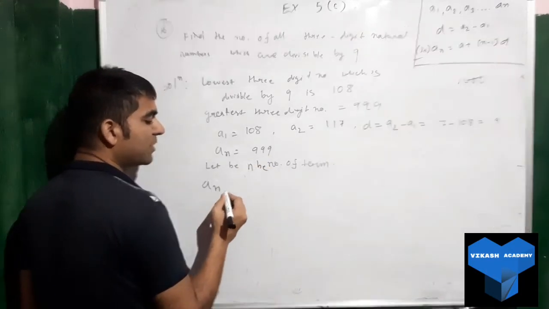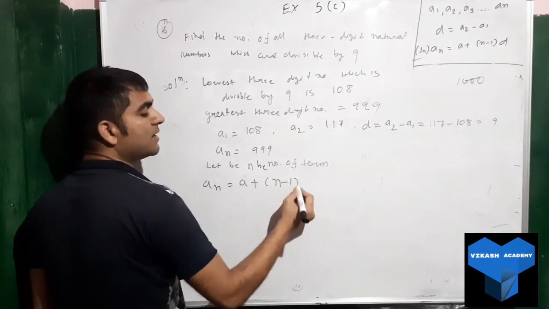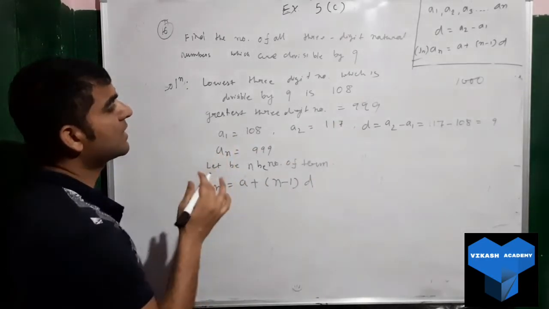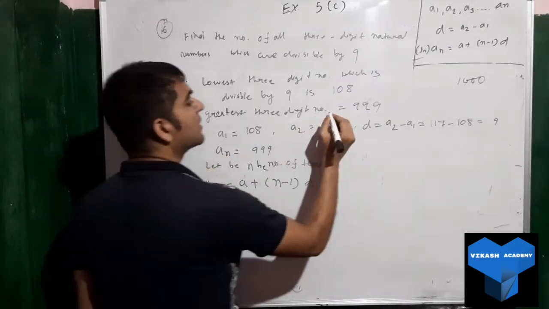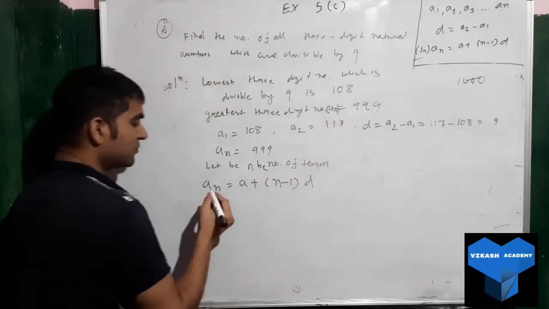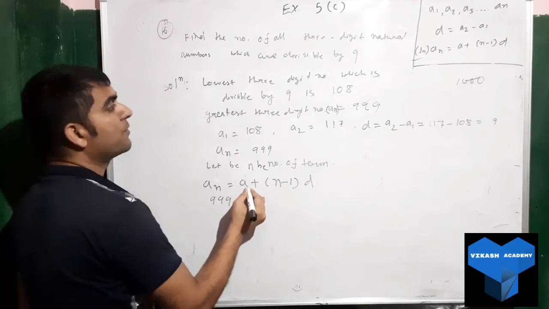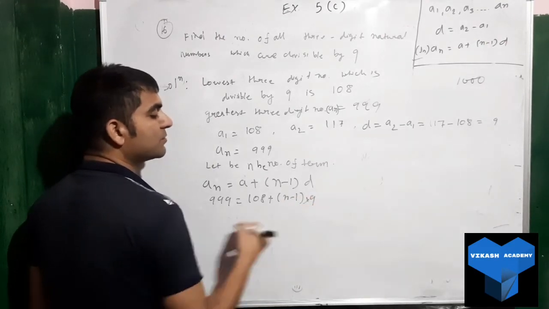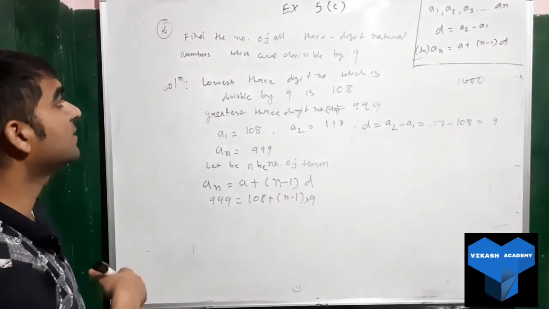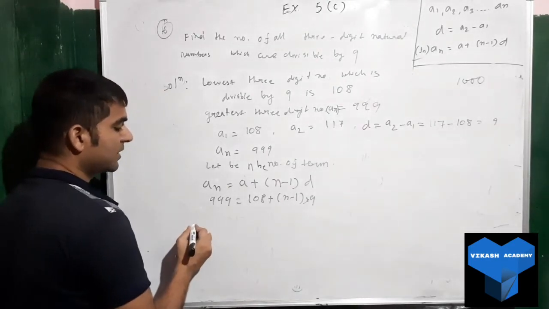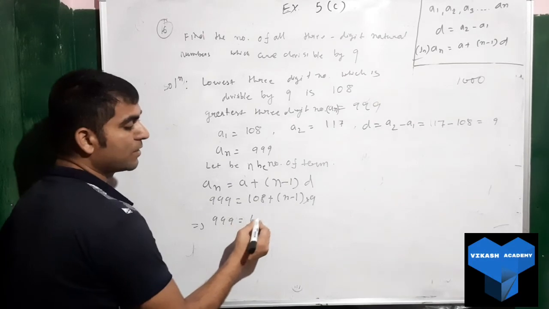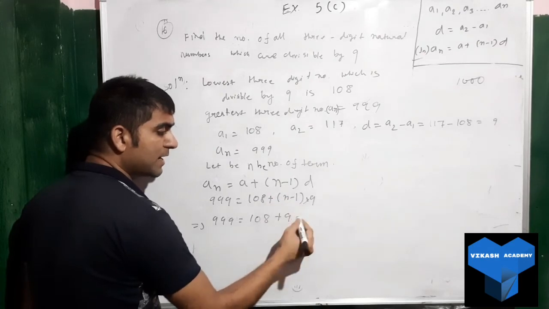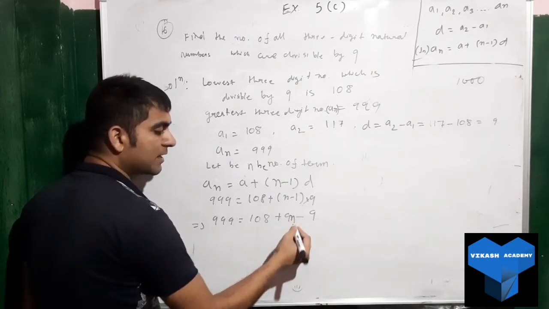We have the formula An is equal to A plus (N minus 1) D. The last term An, the greatest three-digit term, is 999. A is 108, and D is 9 because they are asking for numbers divisible by 9. So 999 is equal to 108 plus (N minus 1) times 9, which is 9N minus 9.